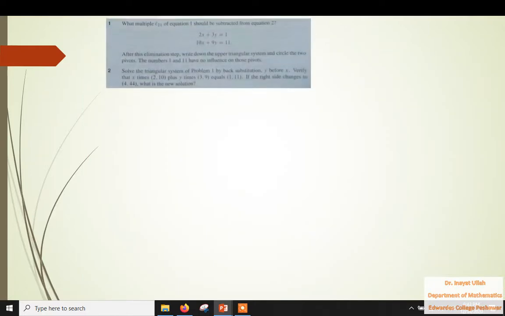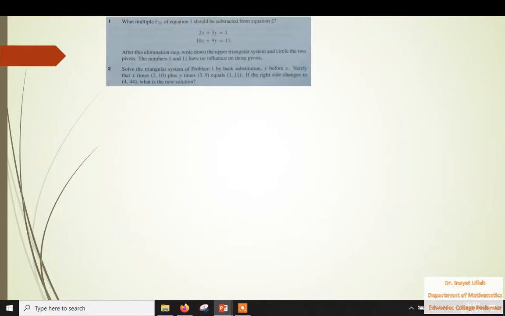Just look at the last slide. Question number 1. What multiple L21 of equation 1 should be subtracted from equation 2? What does it mean? It means that equation number 1 should be multiplied by a number to manage these coefficients. What multiple of equation 1 should be subtracted from equation 2?